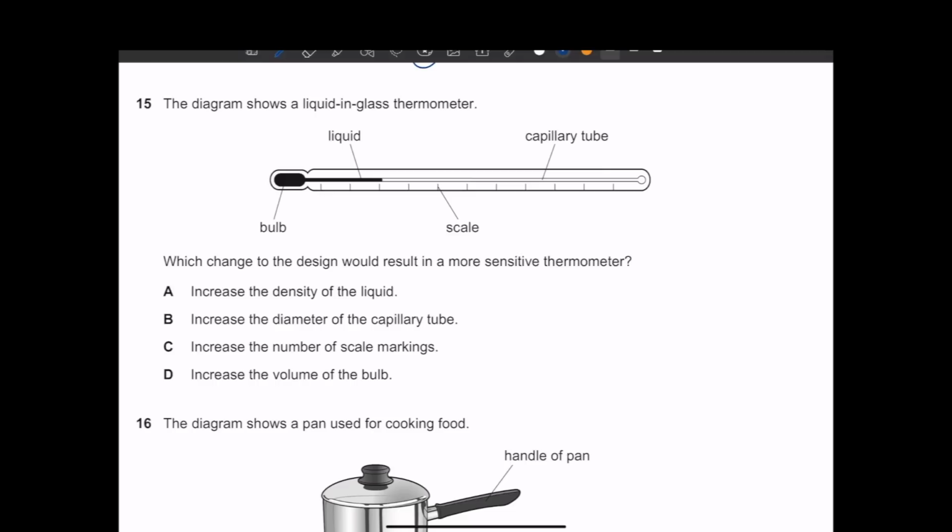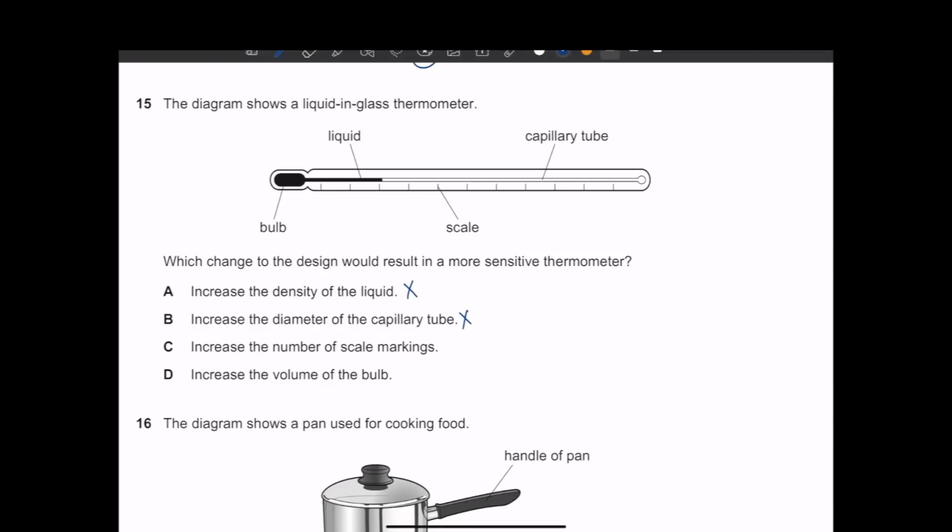Increase the density of the liquid. Actually, it has nothing to do with that. The density here is not related. It depends on the expansion of the liquid, not the density. Increase the diameter of the capillary tube. Actually, if I increase the diameter, the expansion will happen over a very, very small length. It means the sensitivity becomes less. So the change in height here will be less. So this is also wrong.